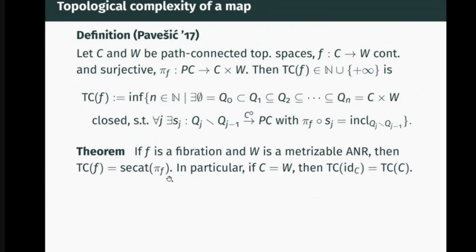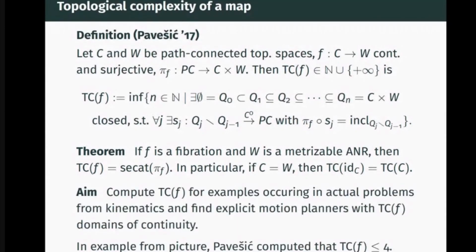Then TC of f is indeed the sectional category of this π_f, which is then a fibration. And in the very special case, if C is equal to W and f is the identity, we just get back the old topological complexity. So this really works well in this setting. This also holds for Murillo and Wu, that this gives back the old topological complexity for the identity, but that has, as I said, other flaws. But this is the way that Pavešić can do this.